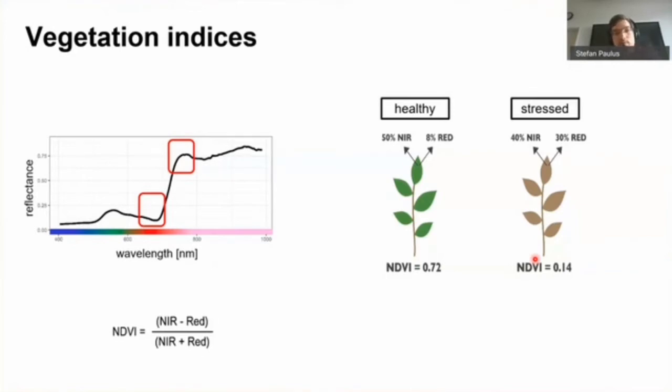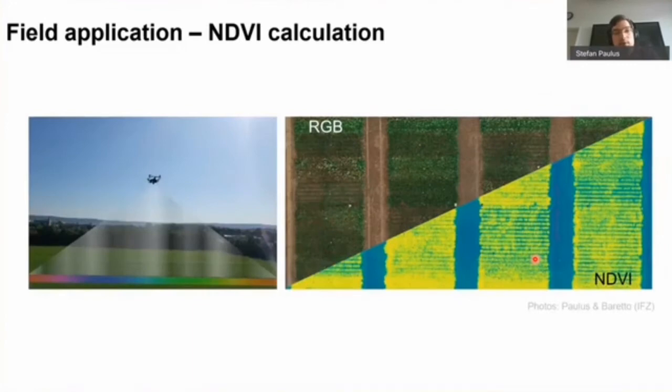We can also transfer this to the field. When we fly over our field and use a spectral camera below, we can get the RGB image of our field, or we can get the NDVI image of our field. Then we see that there are some plots that look different from each other, and then we know that something happened to our field, and we have to go there or start our analysis directly at these points that don't look so healthy.